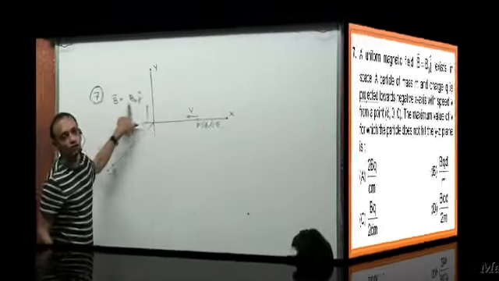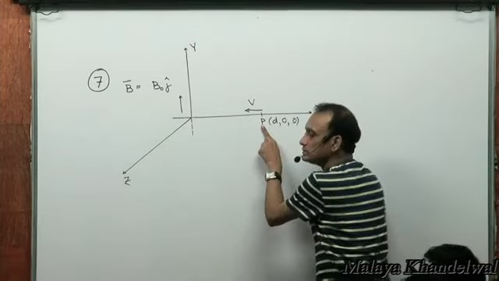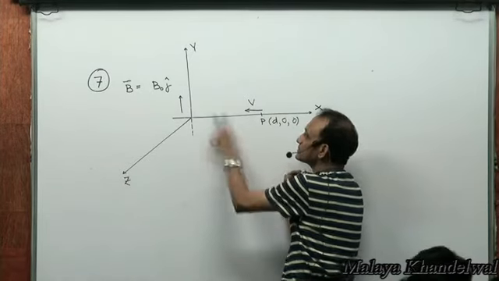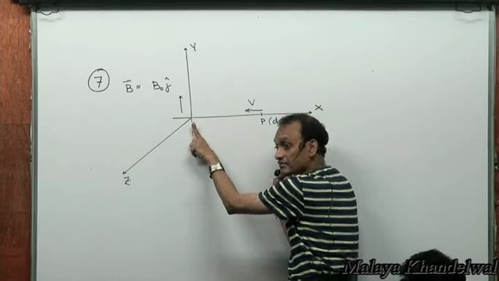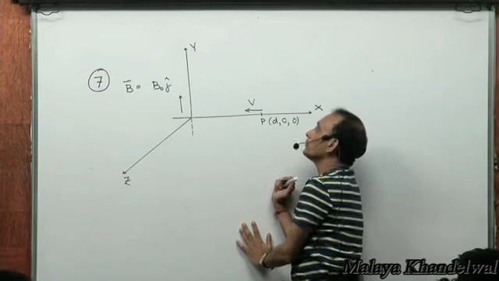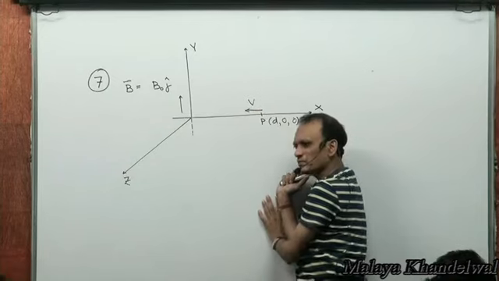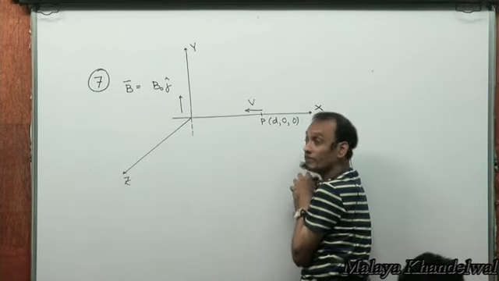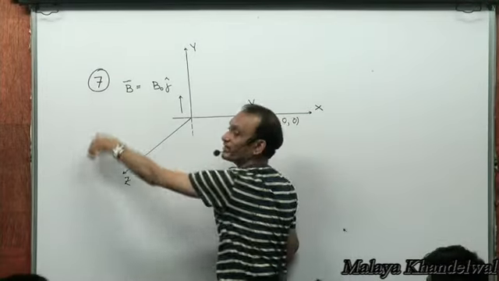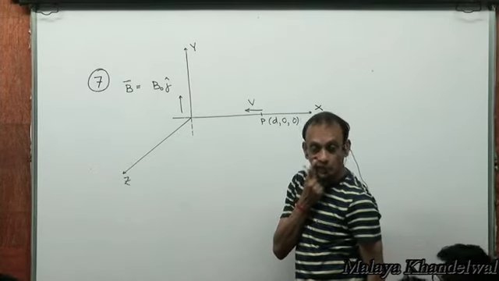In the y direction, a uniform magnetic field B naught. Right? There is a particle which is projected towards the origin along the negative x-axis from a point D, 0, 0. We want to find the maximum V for which the particle does not hit the YZ plane. This is my YZ plane. I don't want it to hit the YZ plane. Clear?